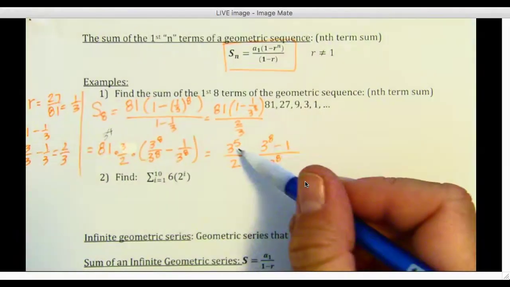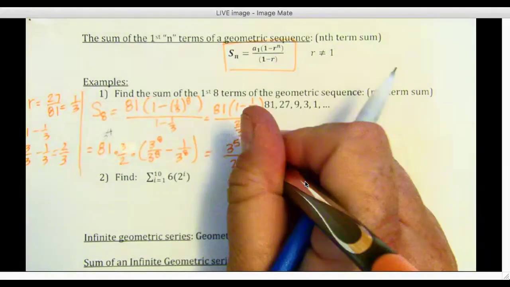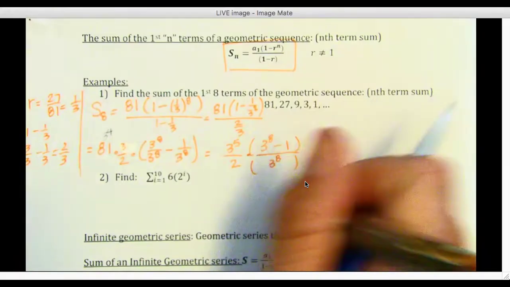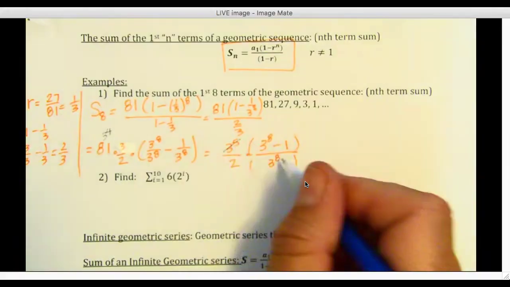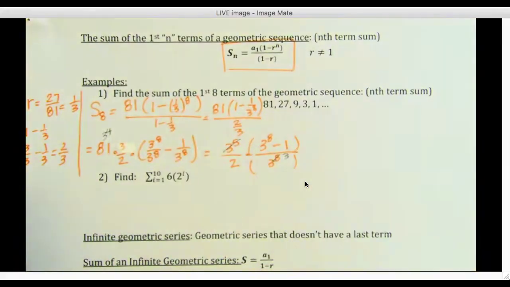So I see here that I have a common factor between the top and bottom that can reduce. So I have 3 to the 5th and 3 to the 8th. 5 of those can cancel, and I'm left with 3 of them on bottom. So if you type these numbers into the calculator, they're going to get really big really quickly.